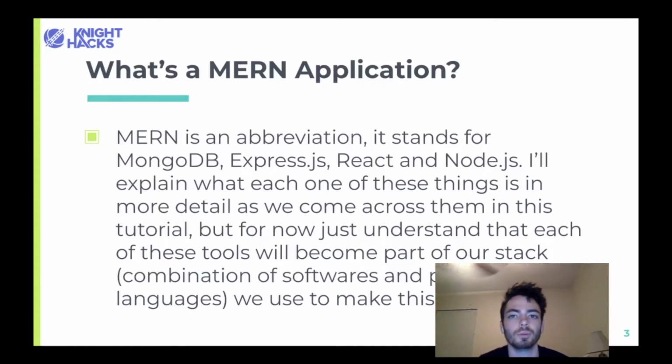So what is a MERN application? MERN is an abbreviation. It stands for MongoDB, Express.js, React, and Node.js. You don't really need to worry necessarily about what all those different things are. We'll go more in depth into each of them as we go through the process, but for now, just know that they're parts of a stack, which is the different programming languages and software that you use when you build a project. So that's our tech stack. These are the different parts of the tech stack that we're using.